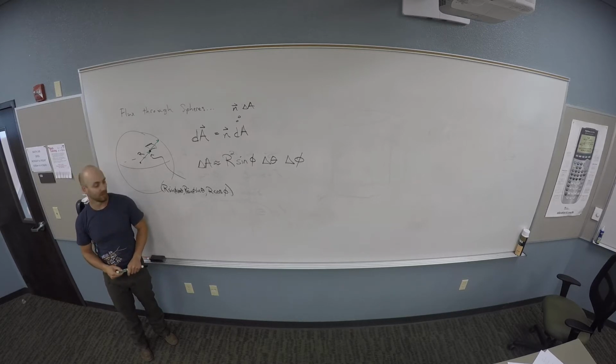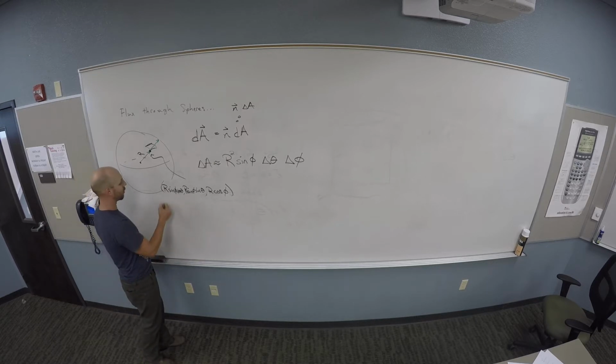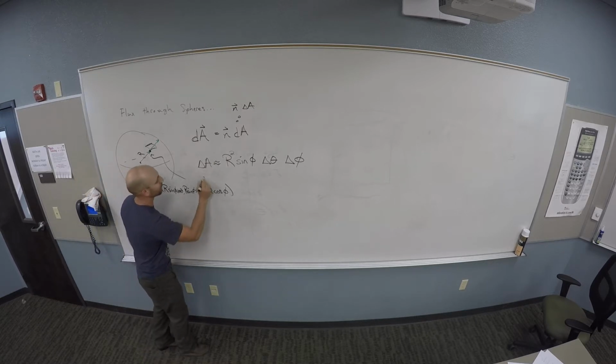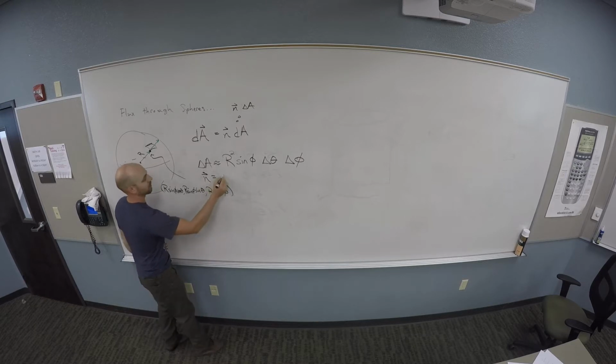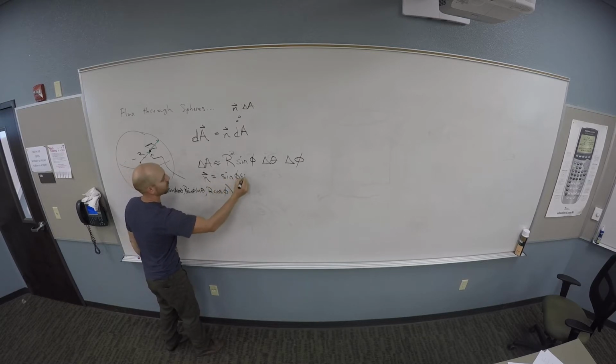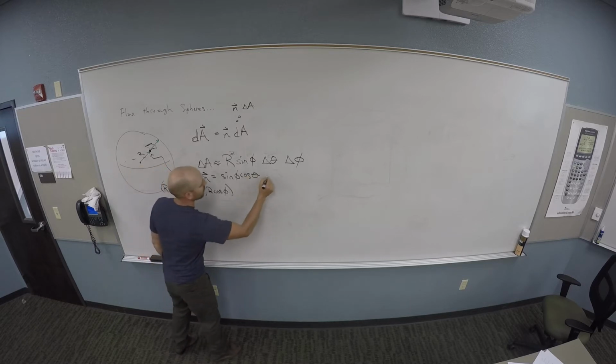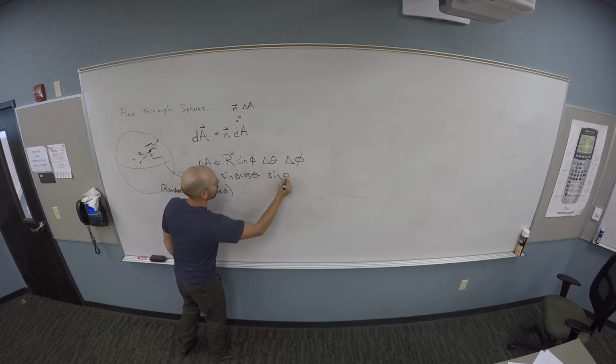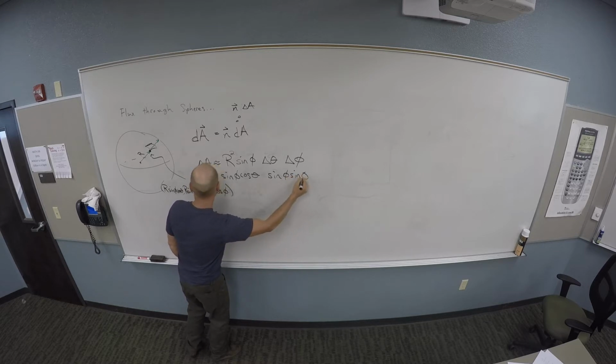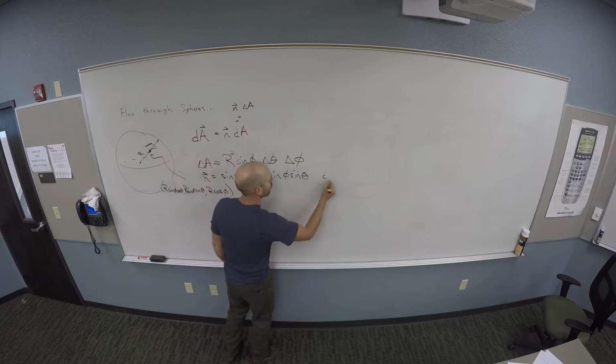But what does the normal vector need to be? It needs to be one long. How long is this thing? r. So if I want to make this one long, what do I need to do? Divide by r, cancel the r's out of it. So that means that n is sine phi cosine theta, sine phi sine theta, and cosine phi.